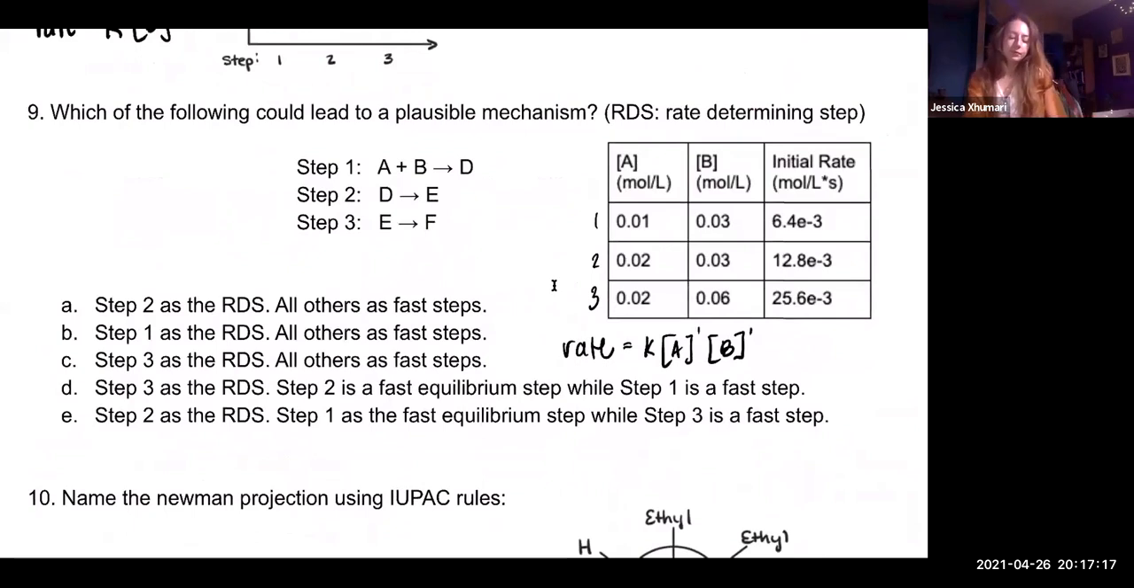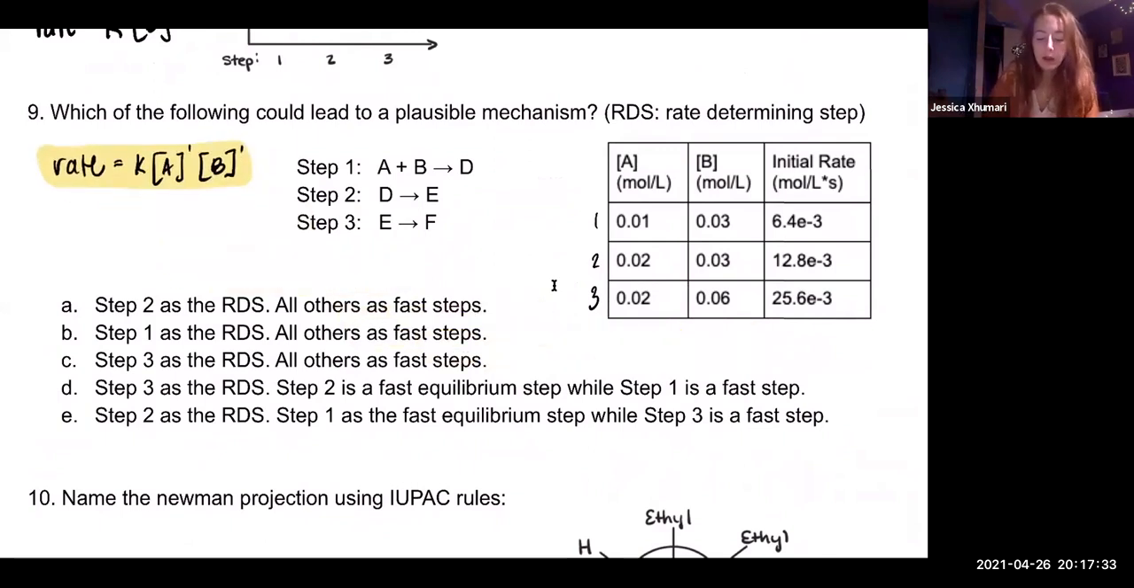Okay. So for number 9, we see what our rate law should be. And there are actually multiple ways to get this because we have our fast equilibrium trick, right? And okay, so let's go through the statements one by one.